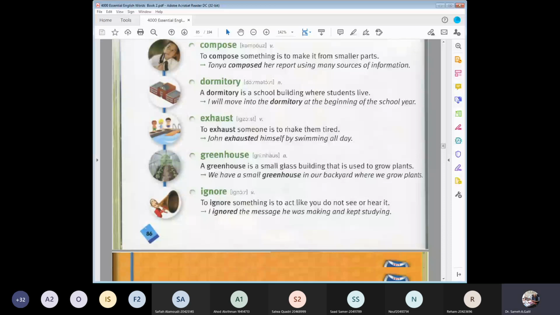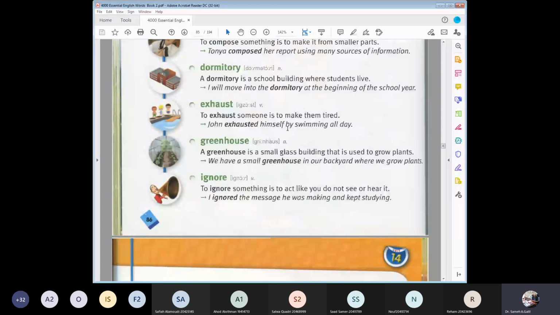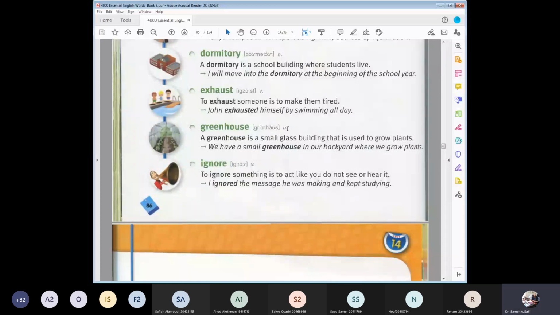And then you have the verb exhaust. And to exhaust is to tire somebody, to make him or her tired. So to exhaust someone is to make them tired. So John exhausted himself by swimming all day.